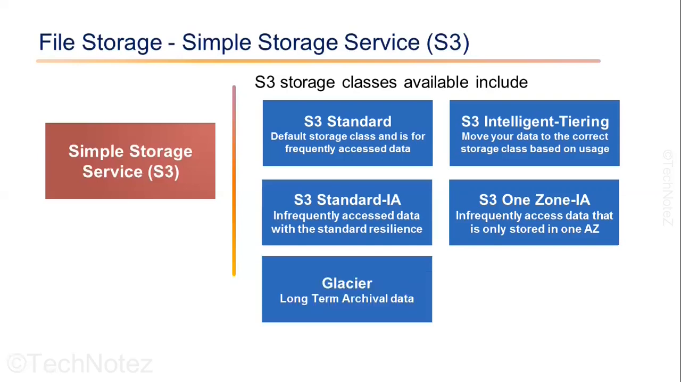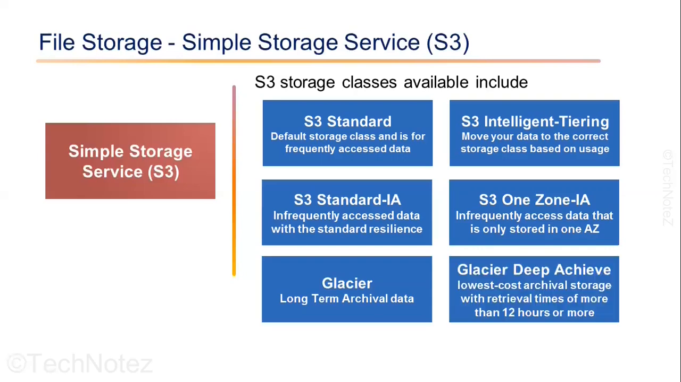Glacier for long-term archival data that may be retrieved in several hours or even days. Glacier Deep Archive for the lowest cost archival storage with retrieval times of 12 hours or more. Let's talk about these S3 storage classes in more detail.